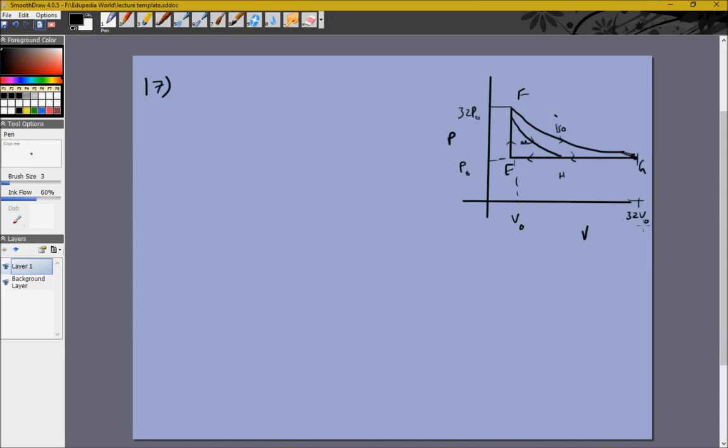Now we need the work done in all the four cases. Let's talk about P first. In P, we need G to E. G to E, the work done will be 32 V naught to V naught. So it will be, and we need the magnitude of work done, right? So it will be minus 31 P naught V naught, but basically 31 P naught V naught, because we need the magnitude.